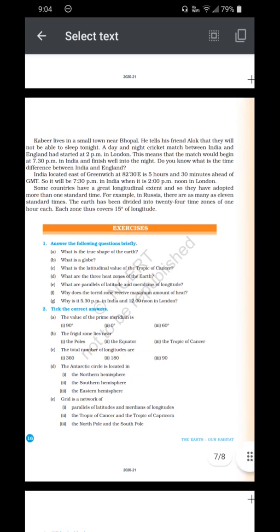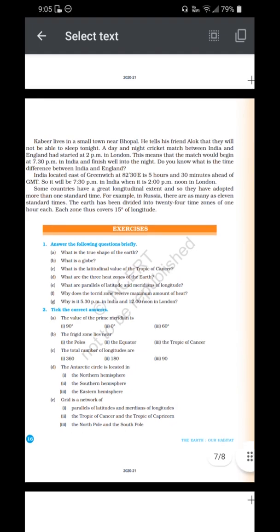Some countries have a great longitudinal extent and so they have adopted more than one standard time. For example, in Russia there are as many as 11 standard times. The earth has been divided into 24 time zones of 1 hour each. Each zone thus covers 15 degrees of longitude.